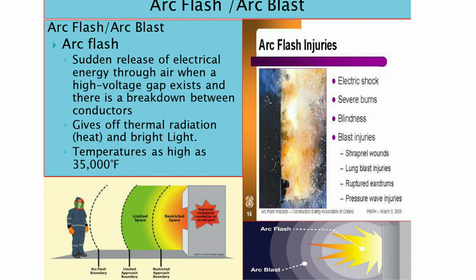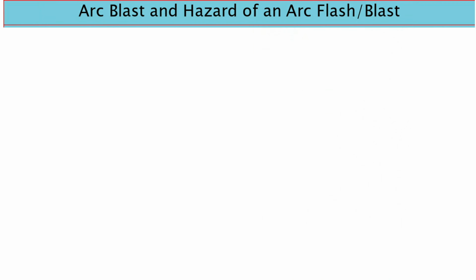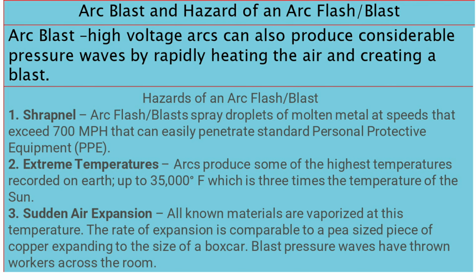Arc flash: the sudden release of electrical energy through air when a high voltage gap exists and there is a breakdown between conductors. It gives off thermal radiation, heat, and bright light, with temperatures as high as 35,000 degrees Fahrenheit. Arc blast: a hazard of an arc flash. High voltage arcs can also produce considerable pressure waves by rapidly heating the air and creating a blast.